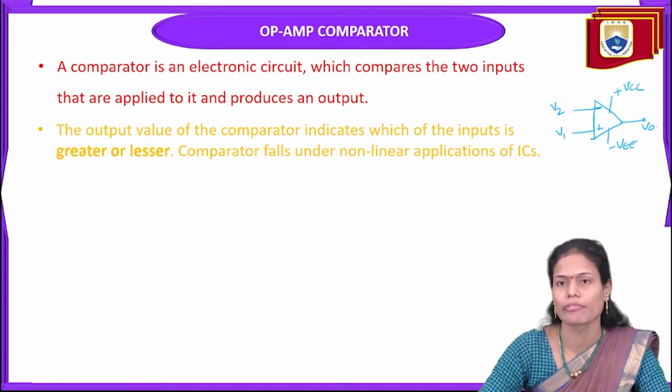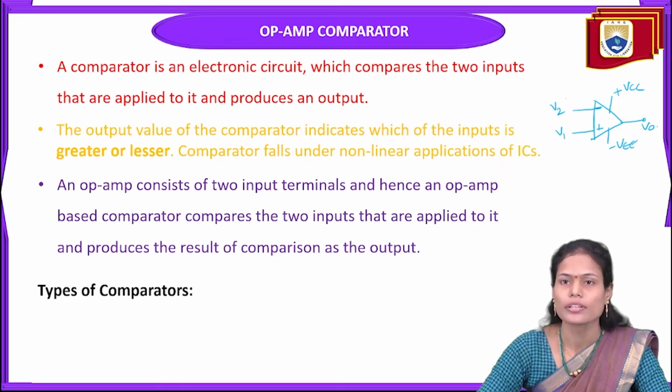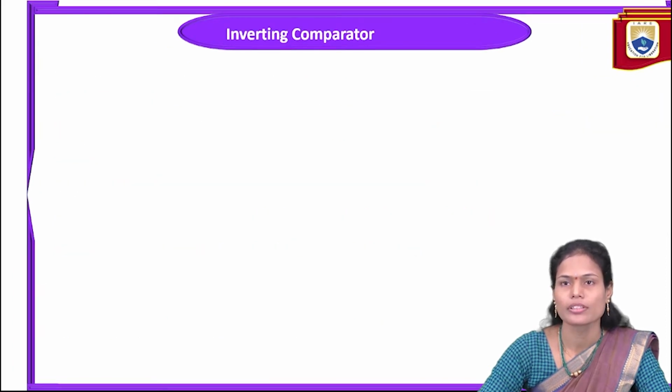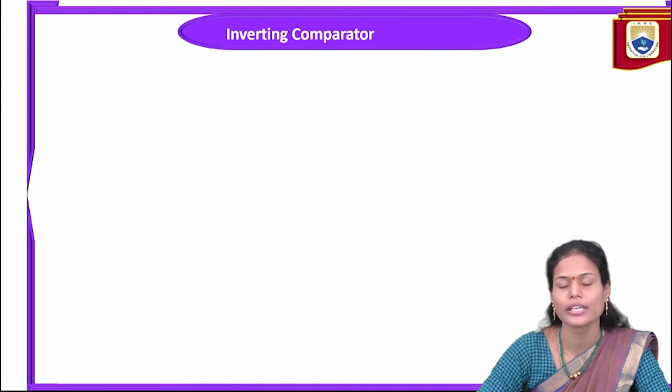So this operational amplifier comparator is a non-linear type of application. Here we have two types of operational amplifier comparators: inverting comparator and non-inverting comparator. First of all, I am moving to the inverting comparator. We call it an inverting comparator when the input signal we want to compare is given to the inverting terminal of the comparator circuit or op-amp circuit, so we call it the inverting comparator.